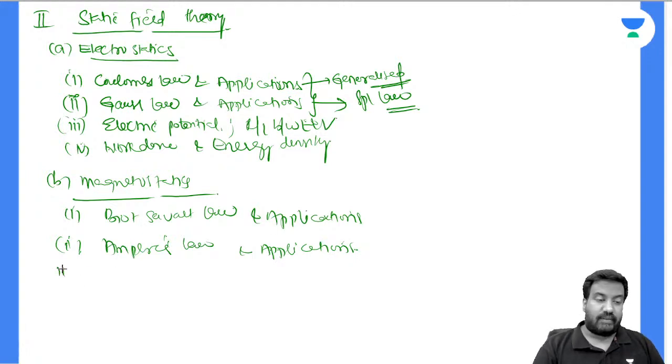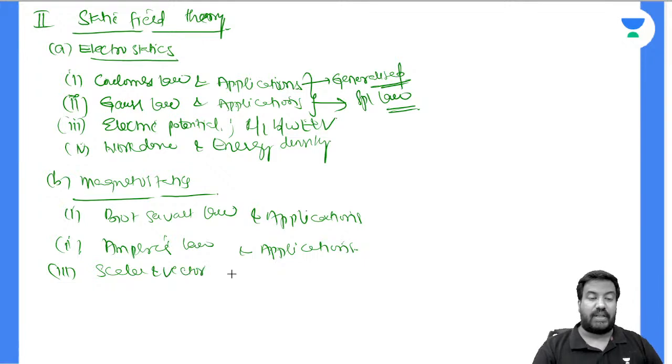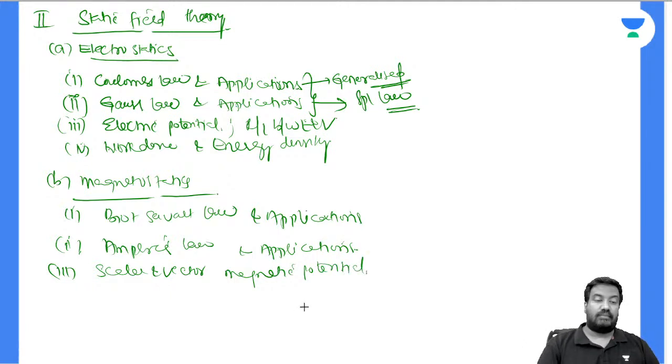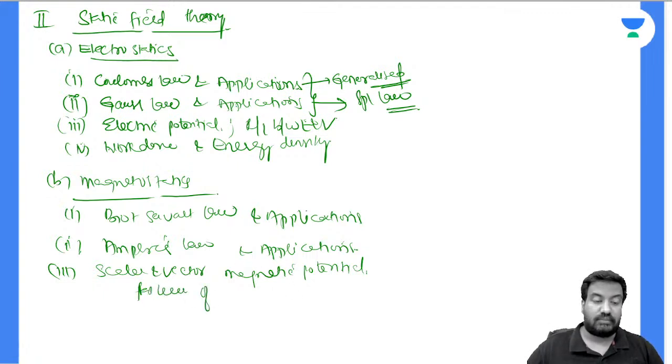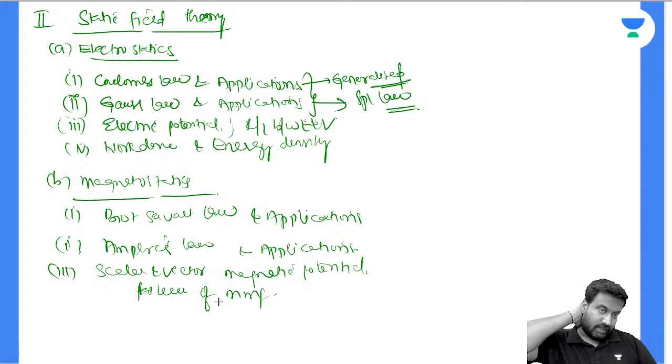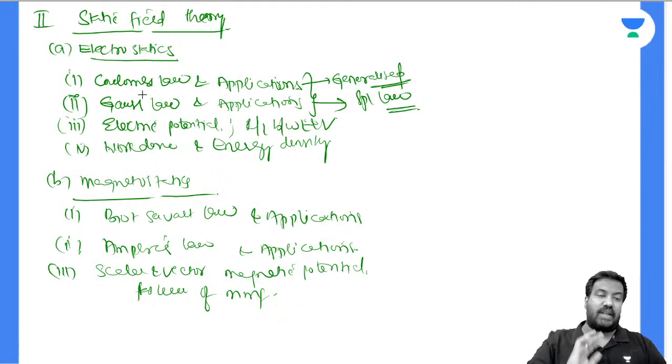Along with that, we have seen scalar and vector magnetic potential, and MMF. EMF refers to electric potential. MMF refers to magnetomotive force.